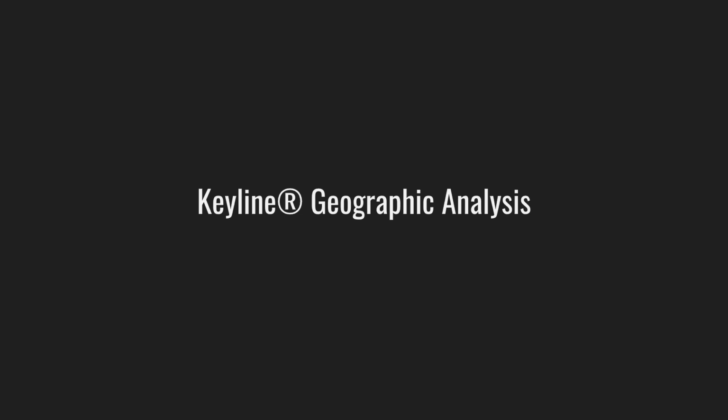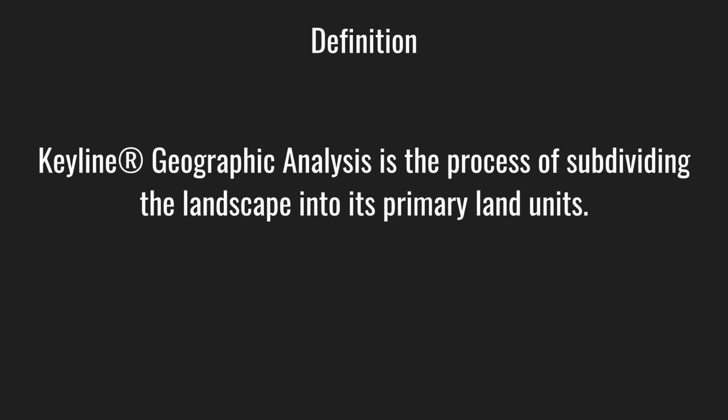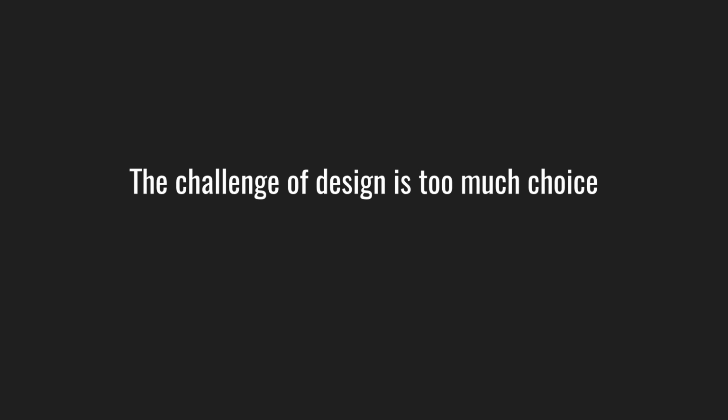Today we will be talking, or at least I will be talking, about Keyline geographic analysis, what that is, and what it means, and how you can approach it. So first off, let's define what geographic analysis means in Keyline. Keyline geographic analysis is the process of subdividing the landscape into its primary land units as they are defined in Keyline. And we'll talk about what exactly that definition is in just a moment. I just want to talk about first why we do this to begin with.